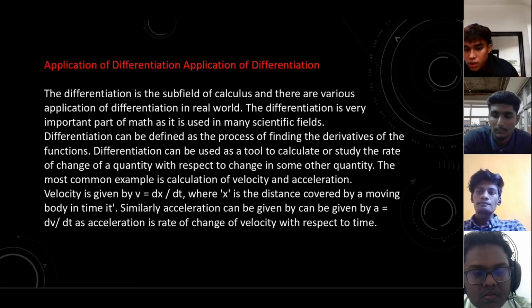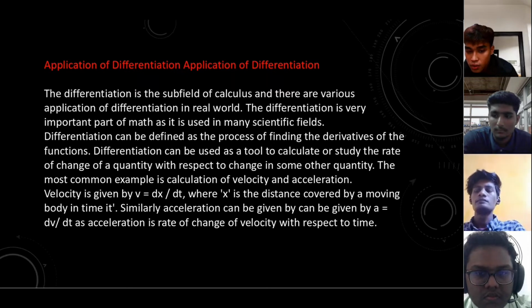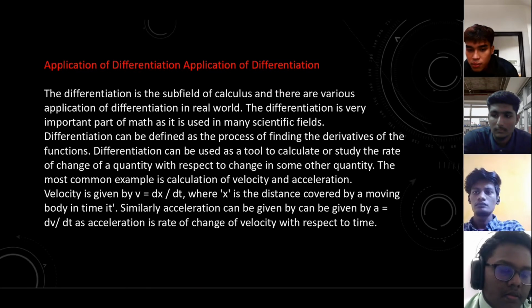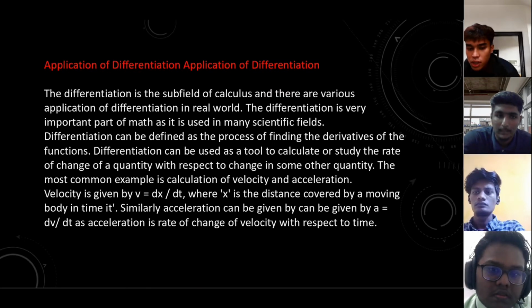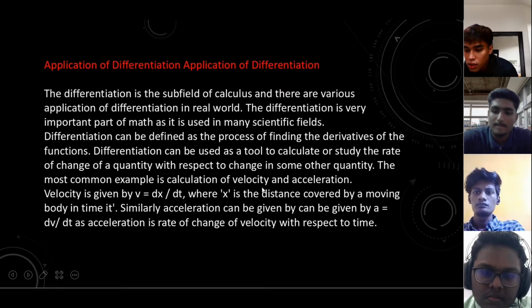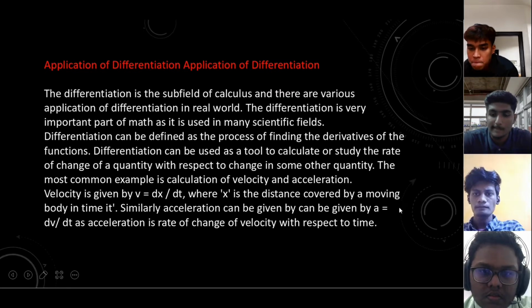The most common example is calculation of velocity and acceleration. Velocity is given by v equals dx over dt, where x is the distance covered by a moving body in time. Similarly, acceleration can be given by dv over dt, as acceleration is the rate of change of velocity with respect to time.